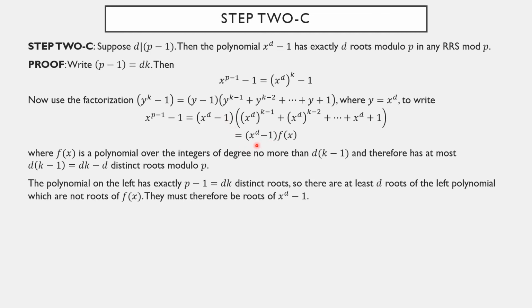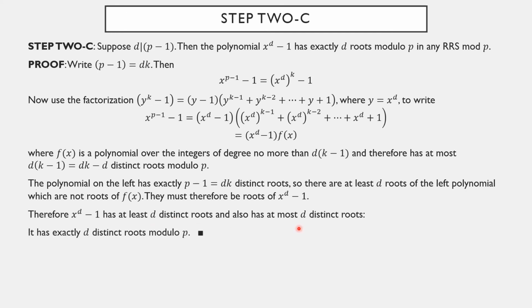But by Lagrange's theorem, again, there are at most d roots of this polynomial because it's of degree d. So since it has at least d distinct roots and also at most d distinct roots, it must have exactly d distinct roots. So the very specific polynomial x to the d minus 1 has exactly d roots provided d is a factor of p minus 1. So step 2 is behind us.